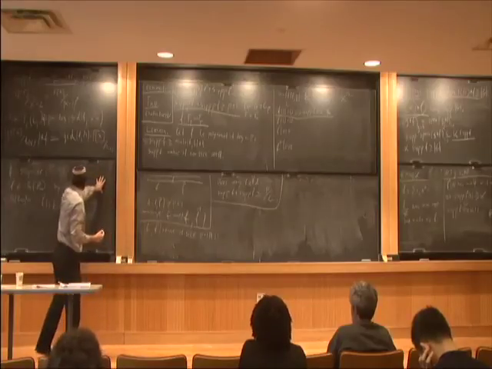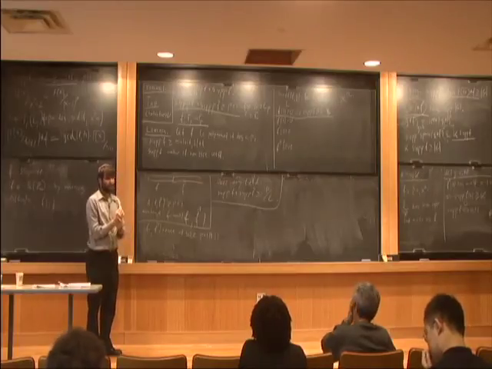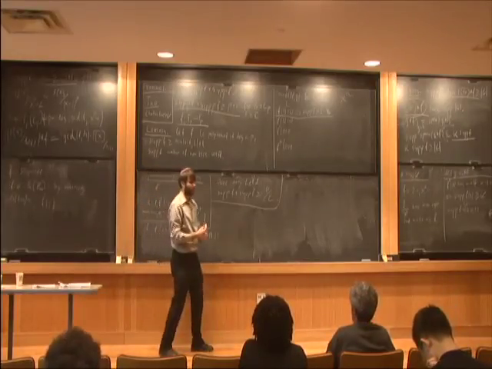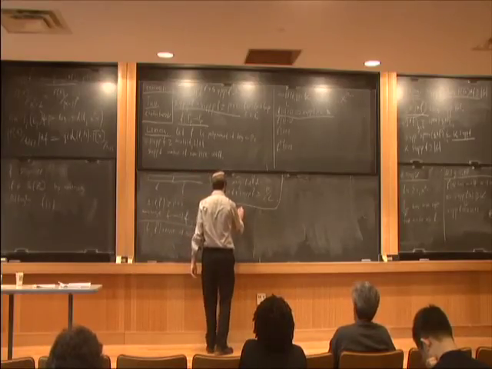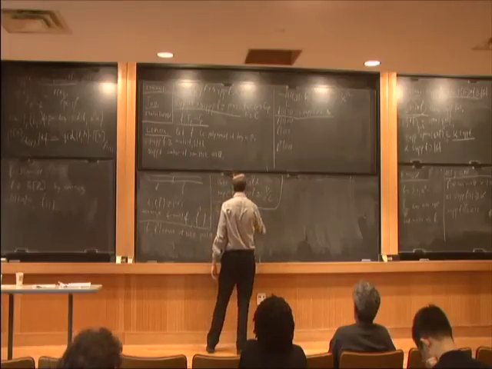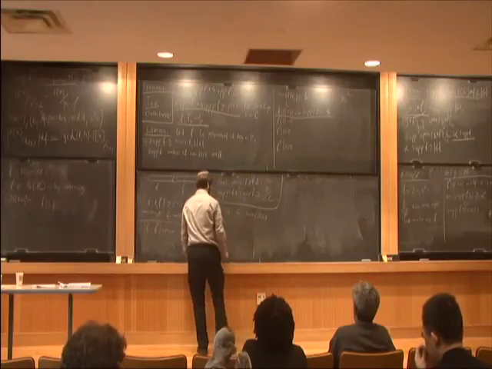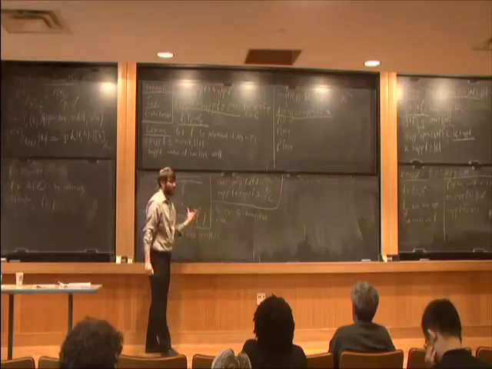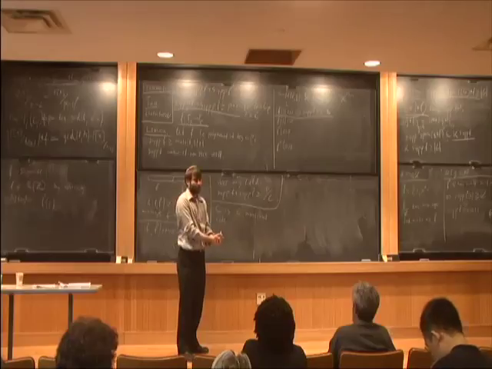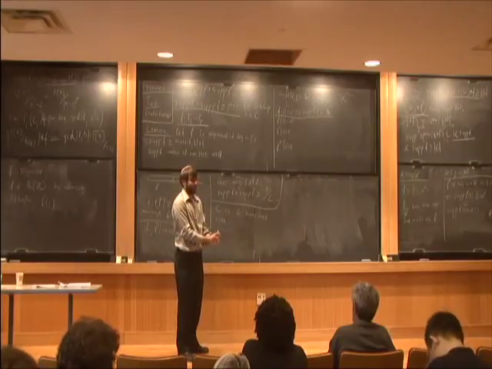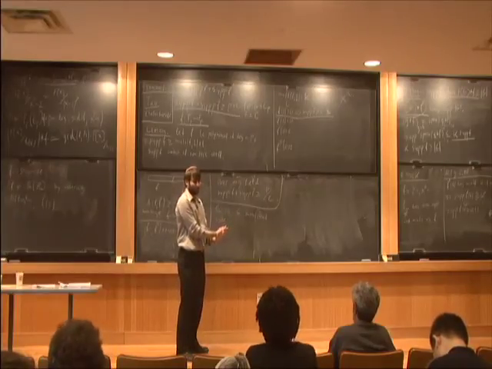Another reason why it's interesting is because assume that you have a subcode which is a gene variant, okay? And assume that C is some gene variant code. In this case, if we can find in this code C some element with a small support, then it will imply that the dimension of C must be large.